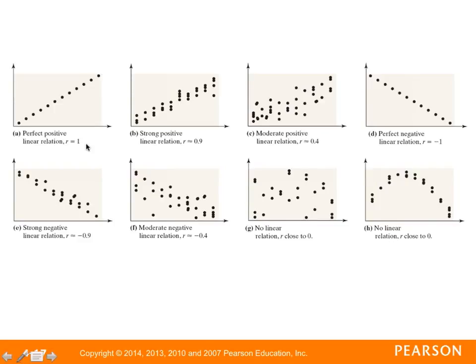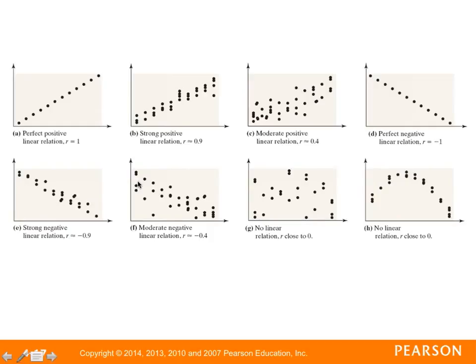If we look at C, that's a moderate positive linear relation. So there's definitely still some kind of linear relationship, and it's definitely positive, but it's not nearly as strong as some of these others. So that's an example where r is maybe somewhere around 0.4. If we look at D, this looks a lot like A, but just flipped around. This is a perfect negative linear relation. So that would mean that r is -1. In E, we have a strong negative linear relation, so we definitely have a negative relationship that's linear, but it's not perfect like D was. So that's an r that's somewhere around -0.9.